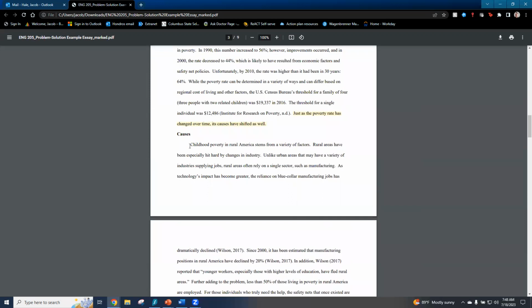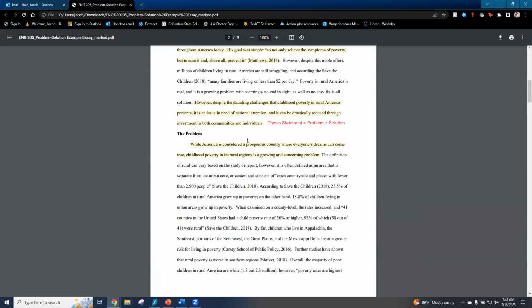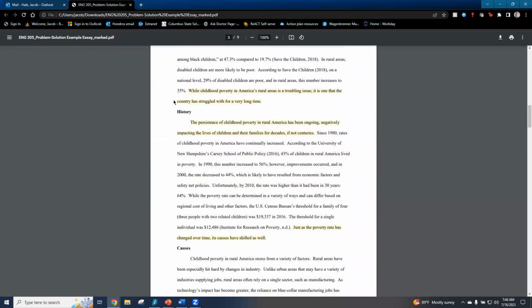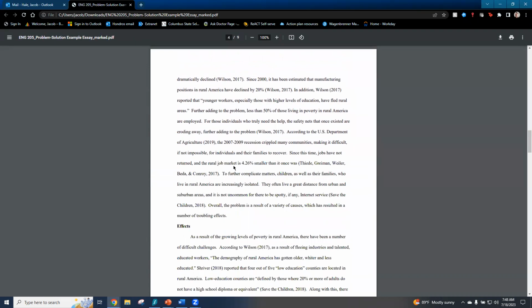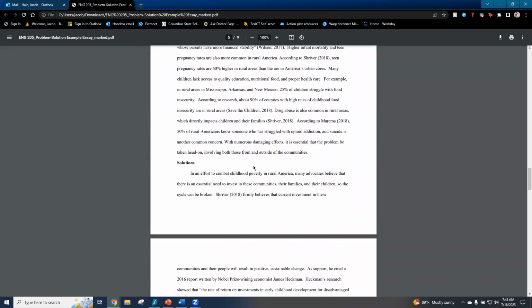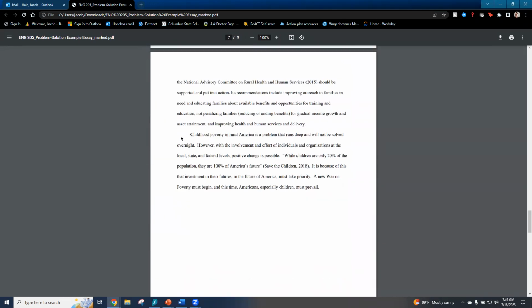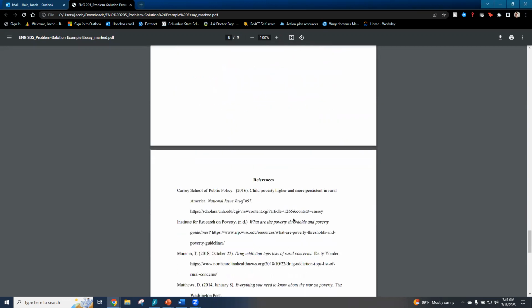So our sections, we have the problem, which is just describing the problem in general. We have a history of the problem. We look at the causes. We look at the effects. We propose a solution. And then our last paragraph is a conclusion. If you follow that order of ideas, if you make sure to hit on all those things in your paper, you should be in a pretty good place.